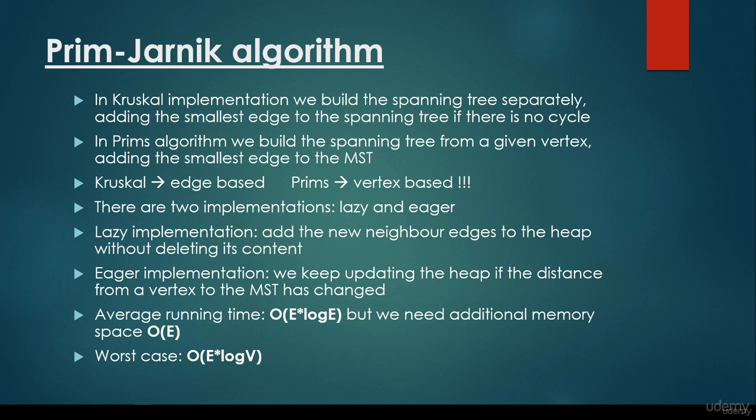The eager implementation keeps updating the heap if the distance from the vertex to the minimum spanning tree has changed. The average running time is O(E log E), which means it is linearithmic as far as the number of edges is concerned, but we need additional memory complexity. So we definitely need O(E) space, where E denotes the number of edges in the graph. The worst case scenario is E log V, where V denotes the number of vertices in the graph.